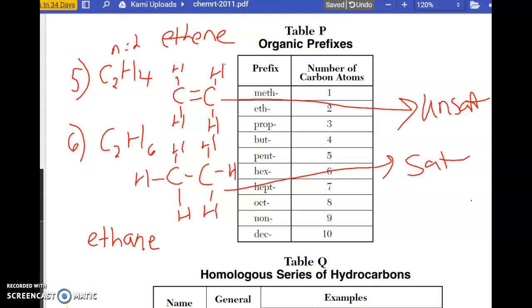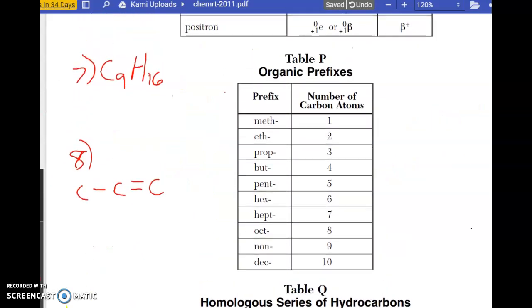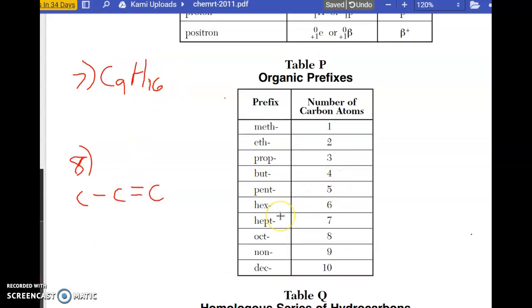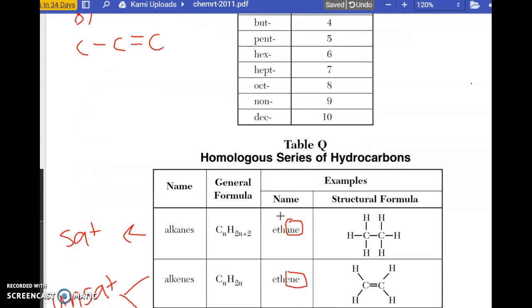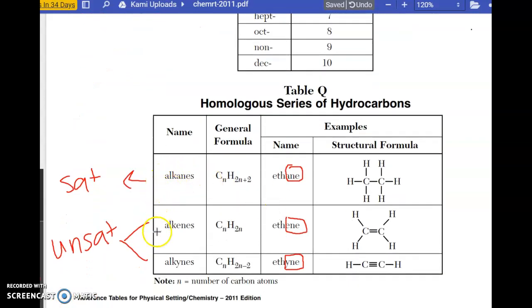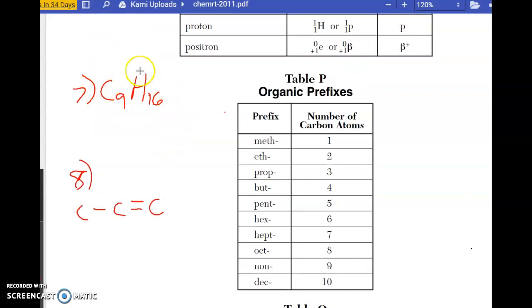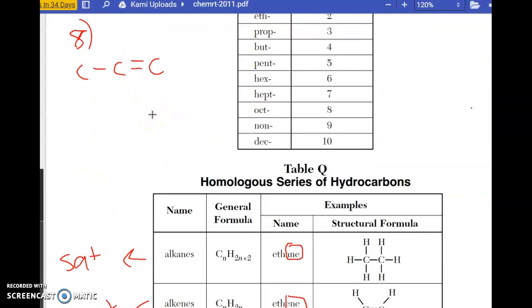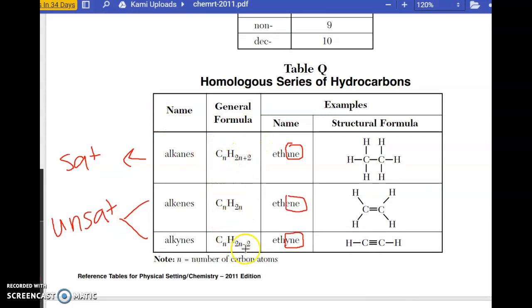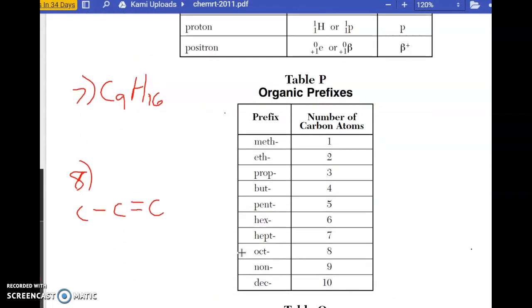Alright, let's try some more practice problems. I have 2 more problems here, and we're going to start with number 7. We have the formula C9H16. My first question to you is: is it an alkane, an alkene, or an alkyne? You have to figure that out based on the general formula I gave you, which general formula it best fits. So let's go for it.